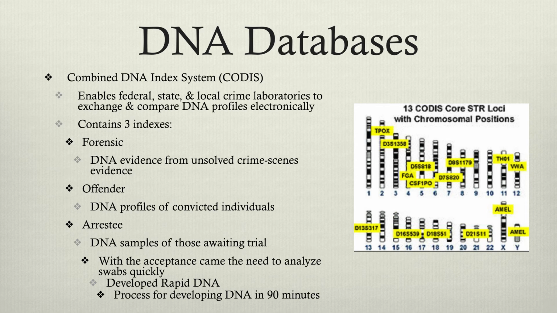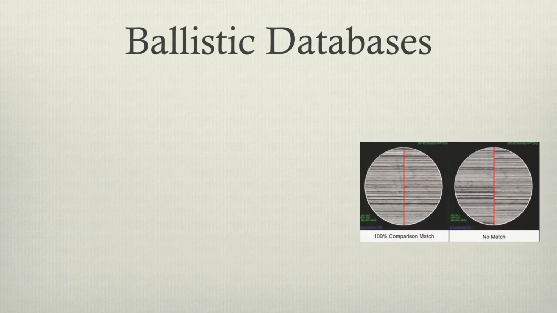But with this acceptance came the need to analyze swabs very quickly. And so what was developed was called rapid DNA, and this processes the DNA in 90 minutes to come up with a profile, and these profiles are then put into the DNA databases. However, there are still hundreds of thousands of samples that are backlogged, waiting for analysis and submission to the database. So there's still a lot of work that must be done.